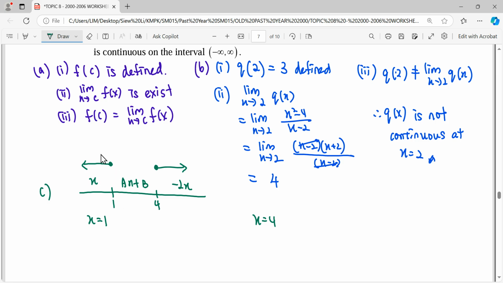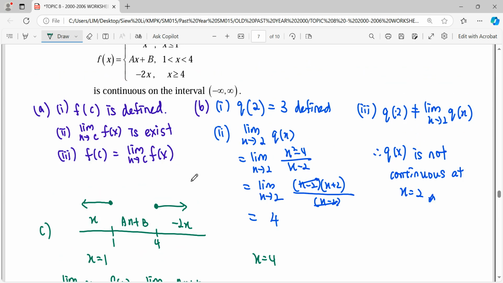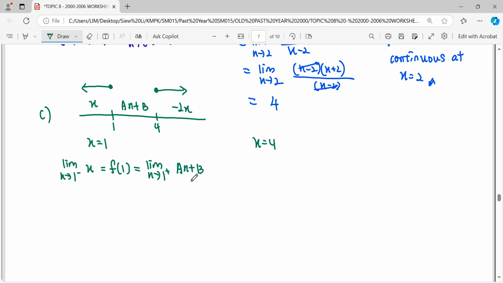So at x equals 1, the limit as x approaches 1 from the left hand side, which is this function, must equal the point f(1), and must equal the limit as x approaches 1 from the right hand side, which is ax plus b. So the limit exists and the limit is the same as the point. This is the equation we should write when we know that the function is already continuous. Then only we can start to calculate.